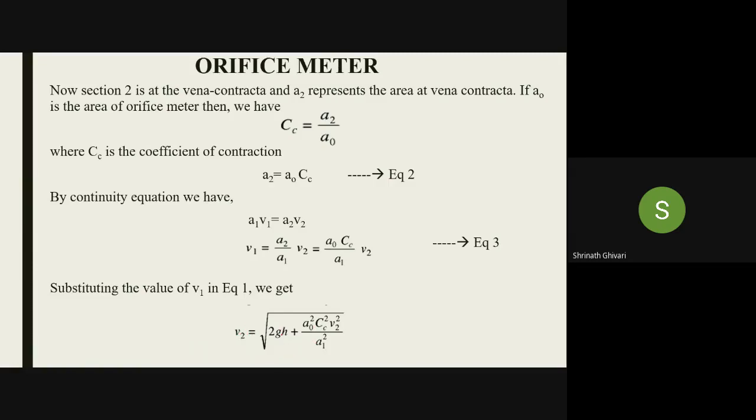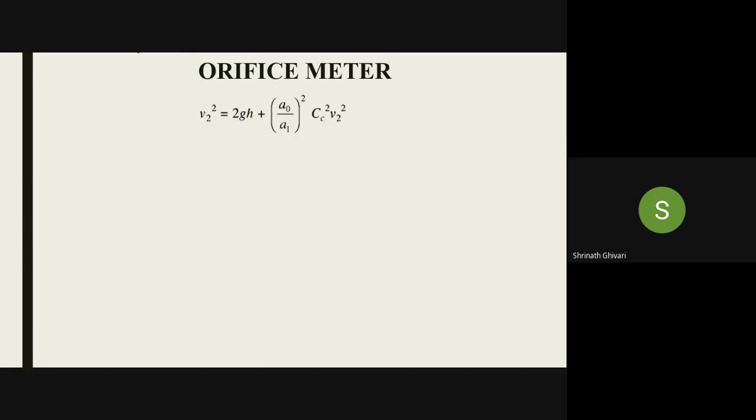Now we have to simplify this. V2 square equal to 2GH plus A0 divided by A1 whole square into Cc square into V2 square. So I have just simplified it. I have taken the square root out, and it will become V2 square. So it will be 2GH plus A0 by A1 whole square into Cc square into V2 square. Okay, now V2 square equal to what?